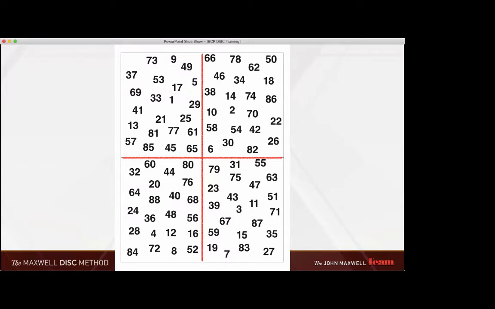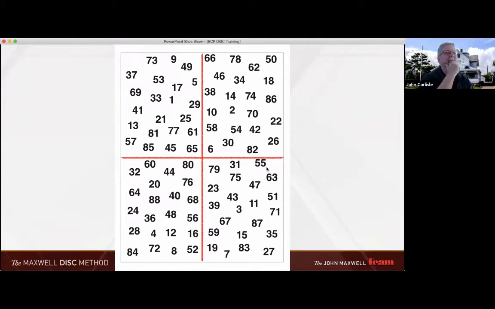Anybody else have a big jump like that? 34. Wow. What an overachiever. That's a good number. Anybody else have a big jump? I went from 12 to 22. 12 to 22. Anybody else? I went from 5 to 15, and being dyslexic, that's pretty good. You know what? It's really good.